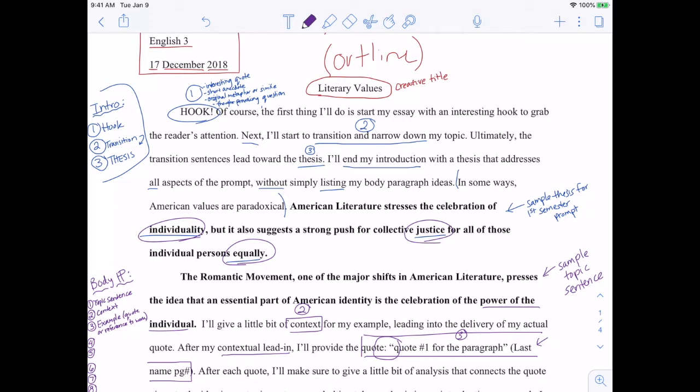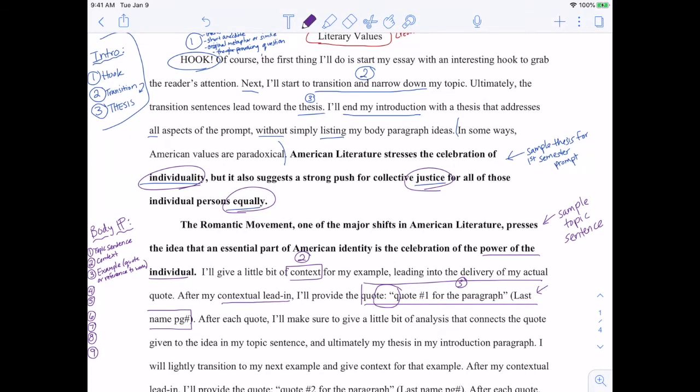Maybe not the O'Connor text. I'm not sure. I'd have to look at that. Okay? After each quote, I'll make sure to give a little bit of analysis. Okay, that's the fourth thing we need to see.